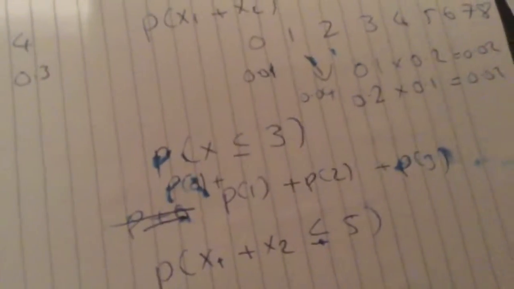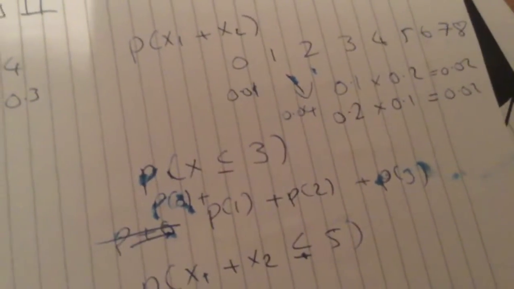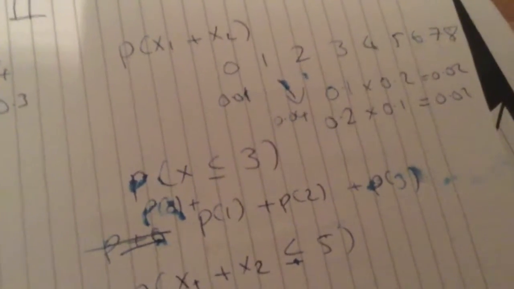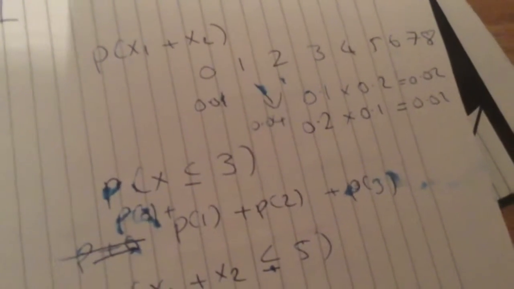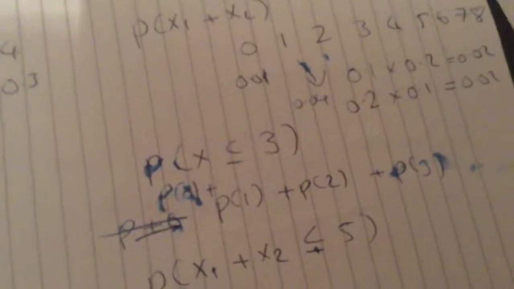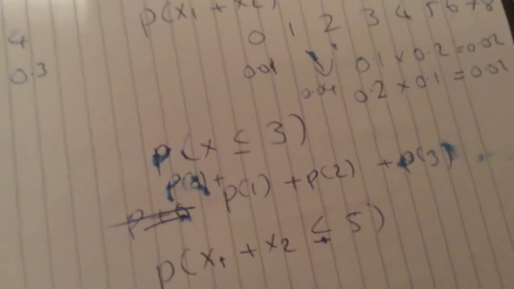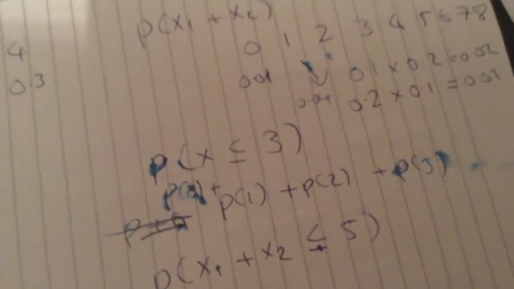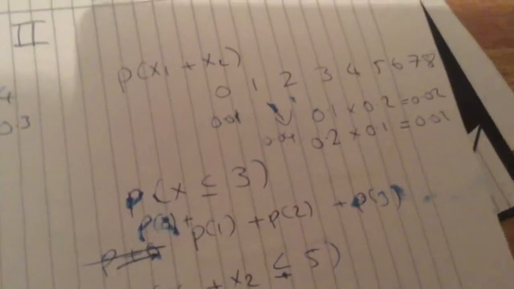Got some slightly different ones here as well. Probability that x is less than or equal to 3, you simply sum the probabilities that get you where you want to be. So probability of 1 plus probability of 2 plus probability of 3, also plus probability of 0. And then you could combine them, you create your new function x1 plus x2 and see what's the probability of that being 5, and that's just a combination of both of them.